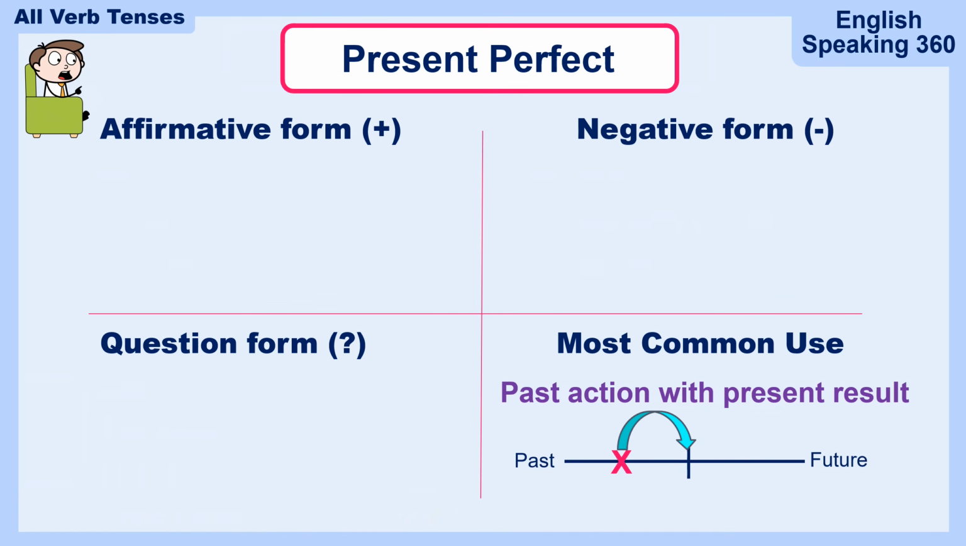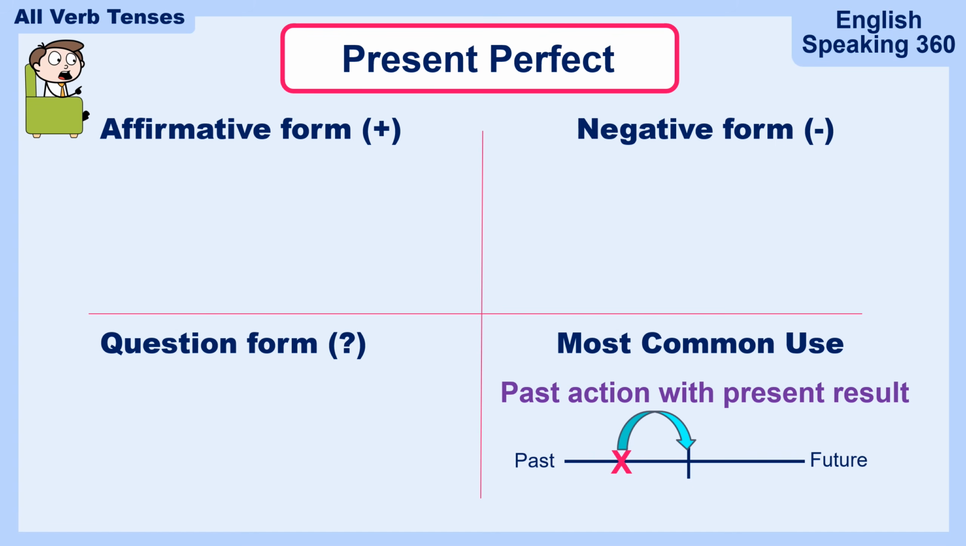Let's move on to the present perfect. The most common use of the present perfect is for a past action with a present result. You see in the diagram, it's pretty clear. So something that happened in the past, but has some kind of effect in the present at this moment.